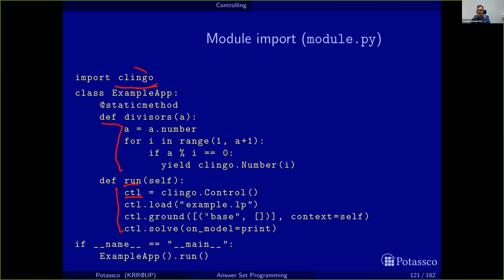Then you do all this by yourself, right? Then you load the example file that we've seen before. You ground it, and this is more or less the base program. You ground it, and then you solve it. But then you have to deal with everything by yourself, right? There is no environment that does it. And then you have to print it, and here you use the onModel printing function. That says whenever you find a model, you print it, and this is now the Python print. So very, very, very rudimentary, right? So this is how this works.